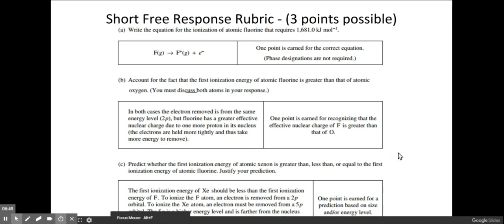Okay, upon further inspection, this particular grading rubric says that 1 point is earned for a prediction based on size and or energy level. However, that doesn't really make sense with the way the question was asked, because it does say you have to justify. It's possible that on the AP exam, a question like this might be a 2 point question. They might give you a point for justifying separately from your prediction. I really suspect, though, that if you predict correctly, which means you've just memorized what the trend is, they probably won't give you the point if your justification is not correct. So I think the point's going to be associated with justification.